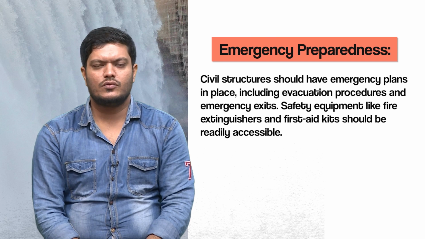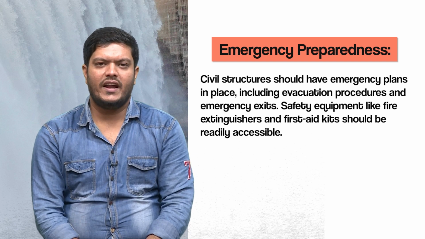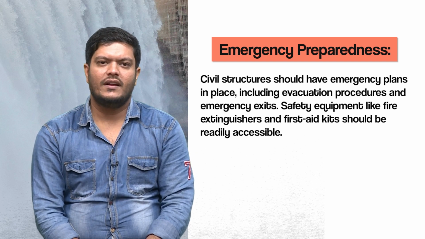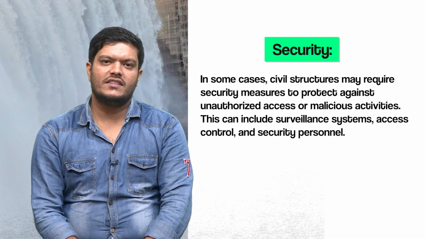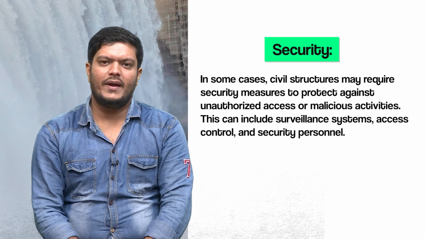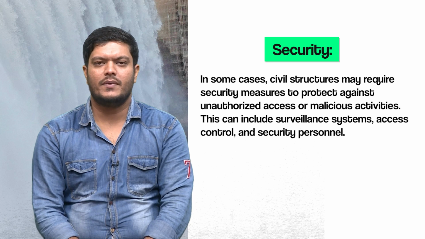Regular assessment and proactive maintenance measures are essential components of responsible asset management. Emergency preparedness. Civil structures should have emergency plans in place, including evacuation procedures and emergency exits. Safety equipment like fire extinguishers and first aid kits should be readily accessible. Security. In some cases, civil structures may require security measures to protect against unauthorized access or malicious activities. This can include surveillance systems, access control and security personnel.